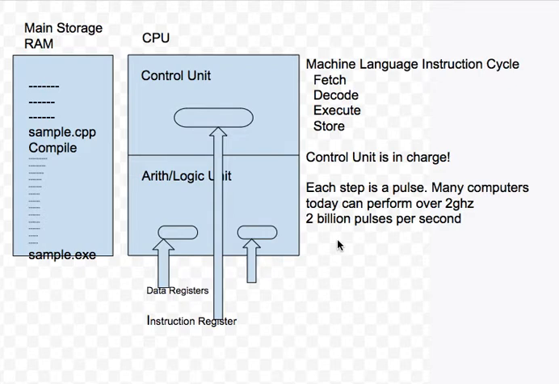Okay, we're going to take a closer look at the CPU and machine language instruction cycle in this video. So you see we have main storage or RAM over here on the left. We have the CPU here on the right. The CPU is made up of the control unit, the brain of the computer, and the arithmetic logic unit, the workhorse of the computer. Inside the control unit is an instruction register, and inside the arithmetic logic unit would be data registers.